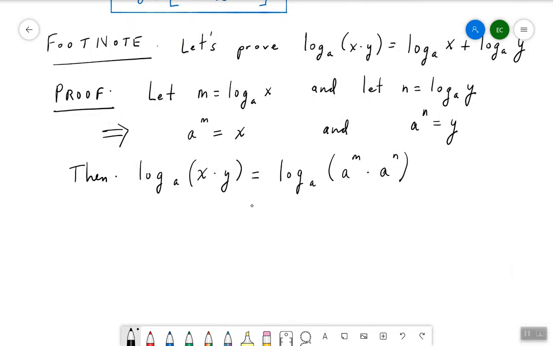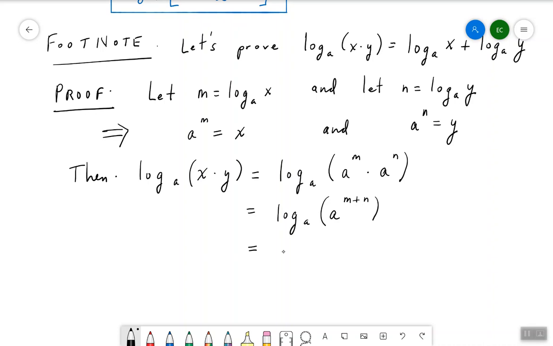And then I can apply the property of exponents inside the parentheses. Property of exponents says that I have to add m and n together. Okay, very good. And then can you see what's next? The theorem on inverses says that the log base a of a base a exponential will cancel each other out, and we'll just be left with m plus n.